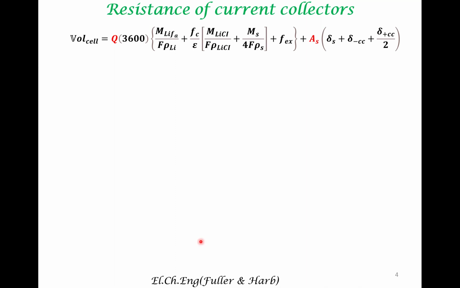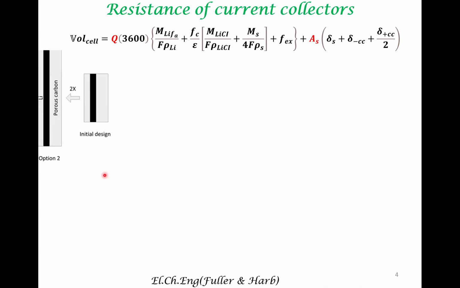So let us look at the other option, wherein I keep the thickness the same. I do not have any change in thickness, but I increase the cross-sectional area so that I can get twice the capacity.